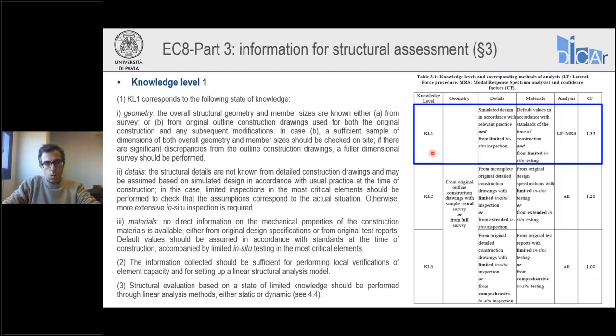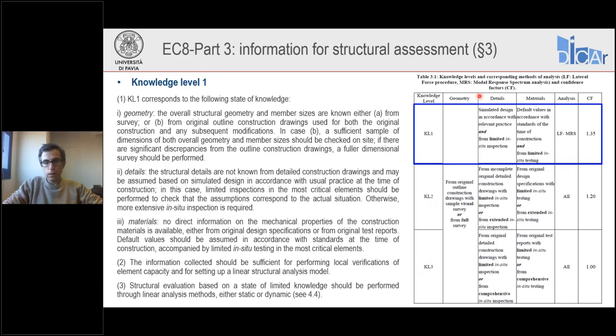Now let's see what Eurocode 8 is requiring the engineer, depending on the knowledge level that the engineer is selecting. At knowledge level 1, Eurocode 8 is asking you to obtain information regarding the geometry from original outline construction drawings, with also some visual survey. If these original construction drawings are not available, you have to perform a full survey. Now, this part regarding the geometry is essentially common to all the three knowledge levels, so I'm not going to repeat it also for KL2 and KL3.